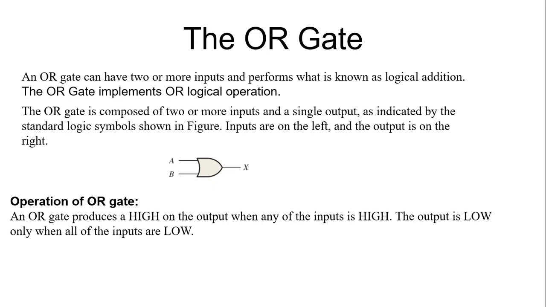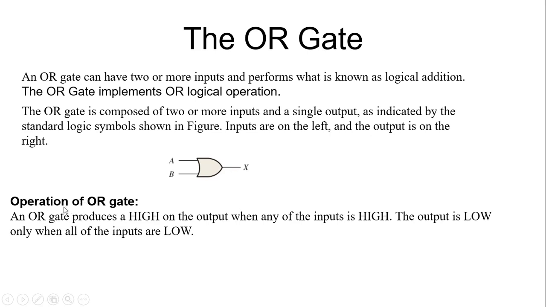The OR gate implements the OR logical operation. The OR gate is composed of two or more inputs and a single output, as indicated by the standard logic symbol. This is the standard logic symbol of an OR gate. On the left side we have inputs. These are two inputs, A and B. A logical operation is basically a binary operation, so at least it requires two operands. So for a two input OR gate, we have two inputs A and B on the left side, and we have a single output on the right side. X is the output.